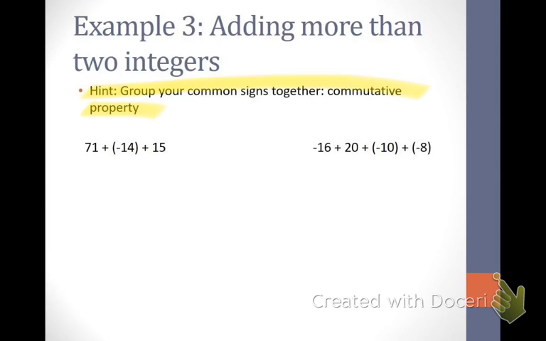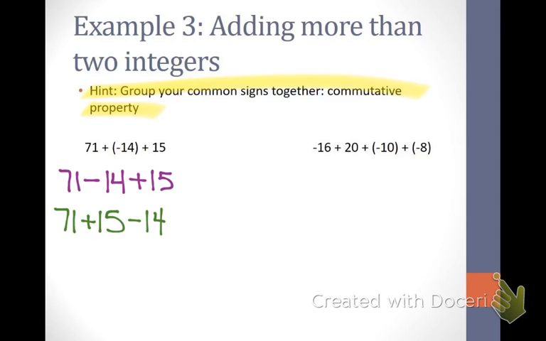Well, the first thing I need to do is get rid of my double sign, a plus and negative. Plus and negative is the same thing as just subtracting it, right? So 71 minus 14 plus 15. So which ones could I group? 71, negative 14, positive 15. Which ones can I group together? 71 and 15. 71 plus 15 minus 14. This just makes it a little easier.